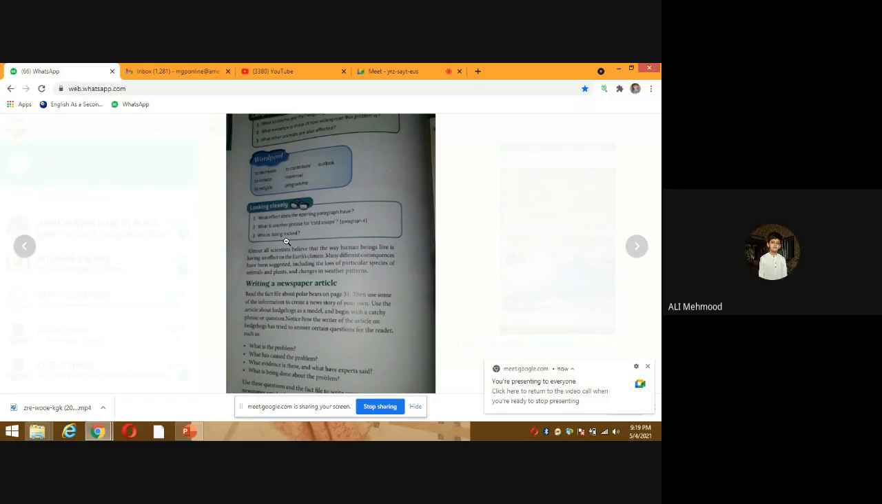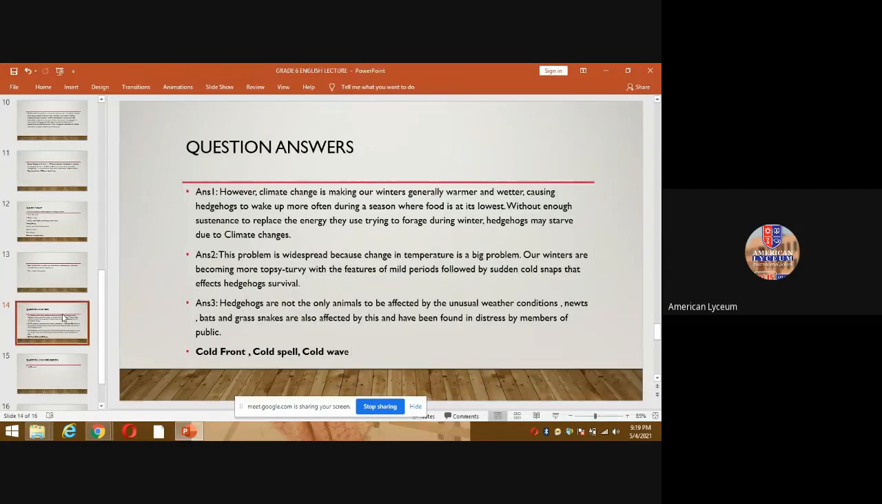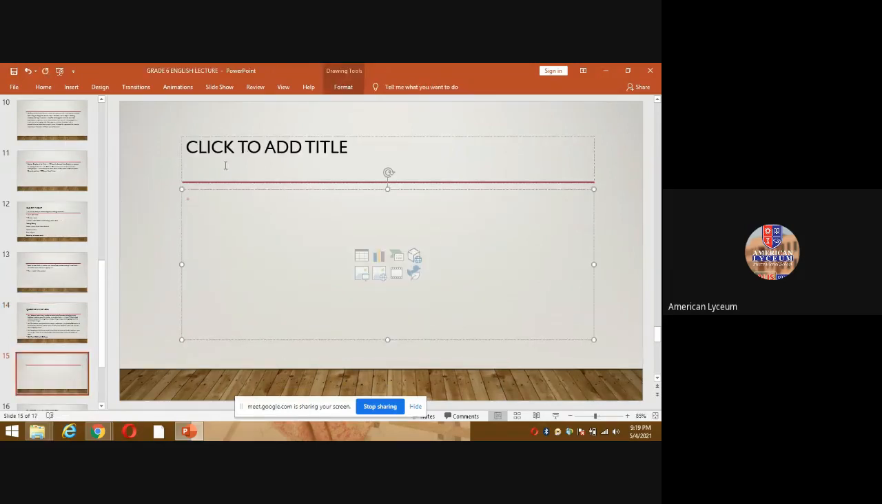Word pool. Yes, now we have the word pool as well. They haven't mentioned in the diary whether you have to write it in your copy, but we will have the word pool. After this, we will discuss how to write a newspaper article.